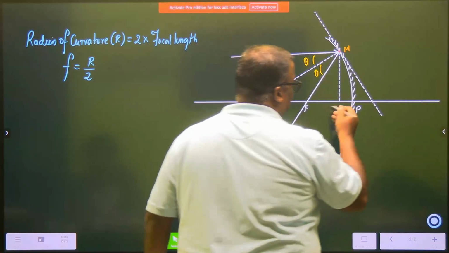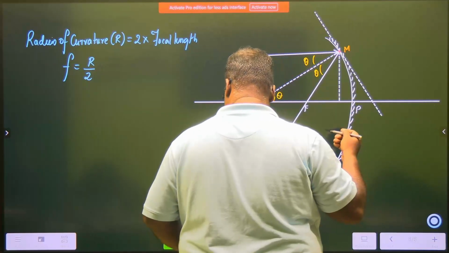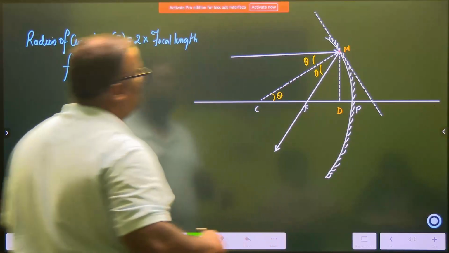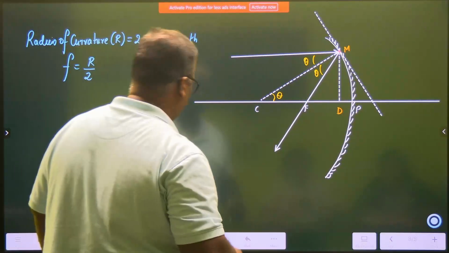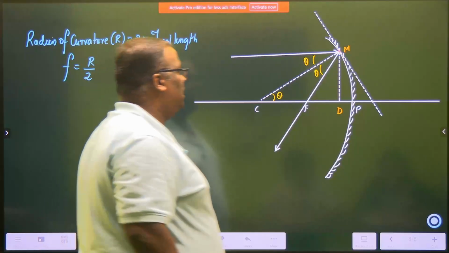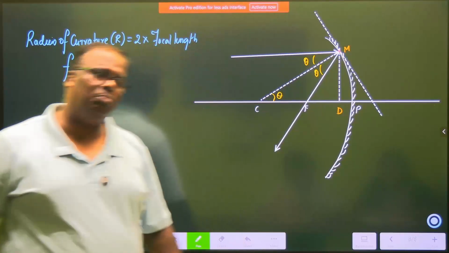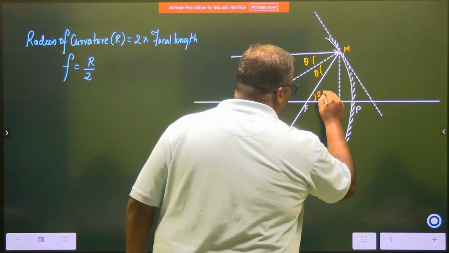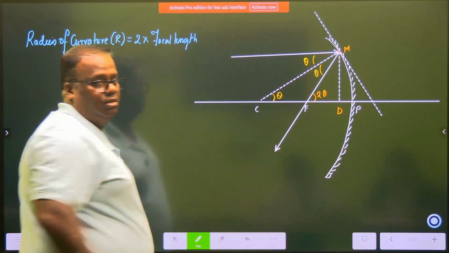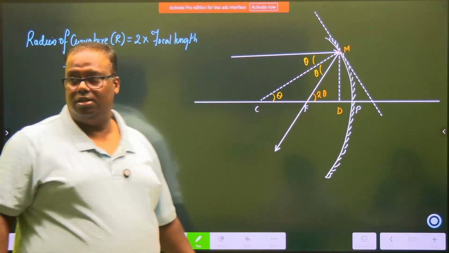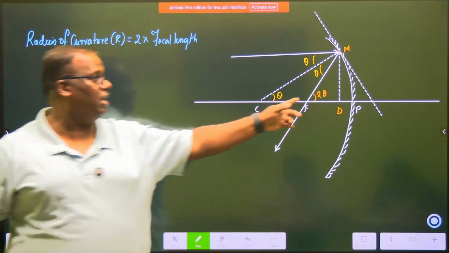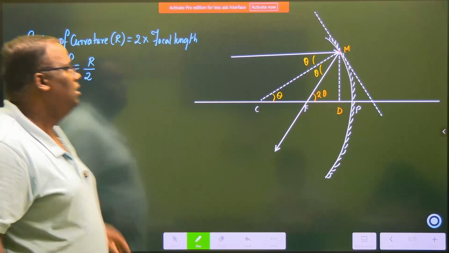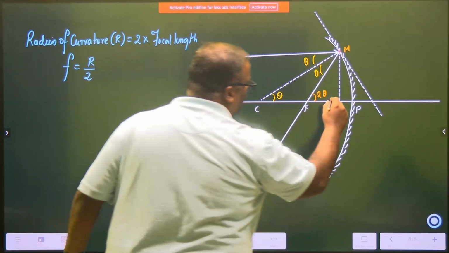So let's say this point is some point D. Clear? Now, grade 9: exterior angle is equal to the sum of the two opposite interior angles. Then don't you think that this should be 2 theta, theta, theta, 2 theta? Did you understand this? This is an exterior angle, equal to the sum of two opposite interior angles. Now, this is a perpendicular drawn here.